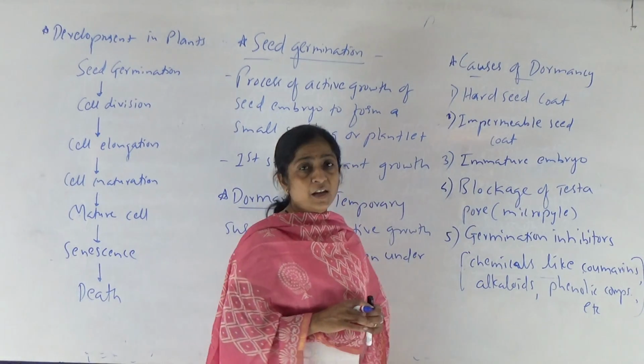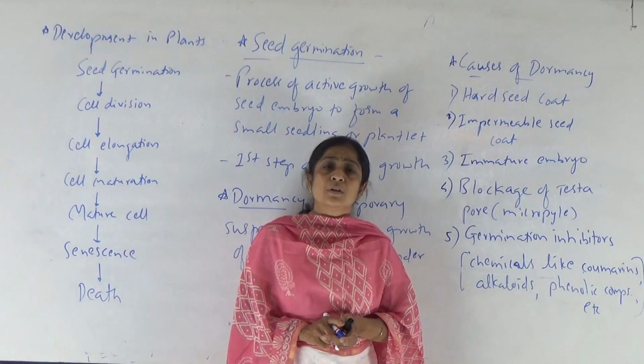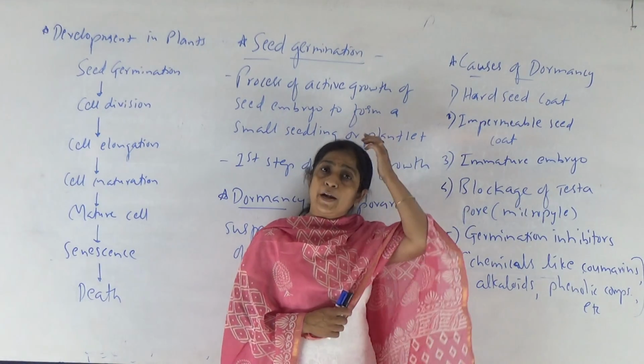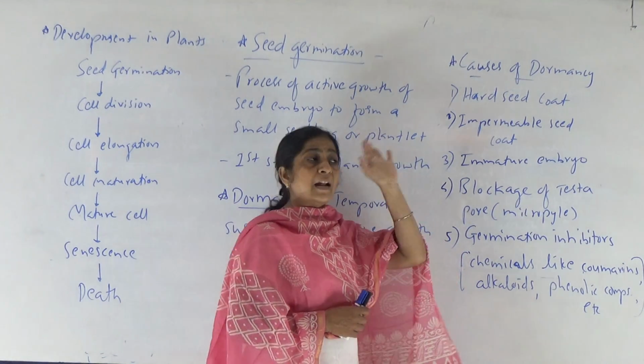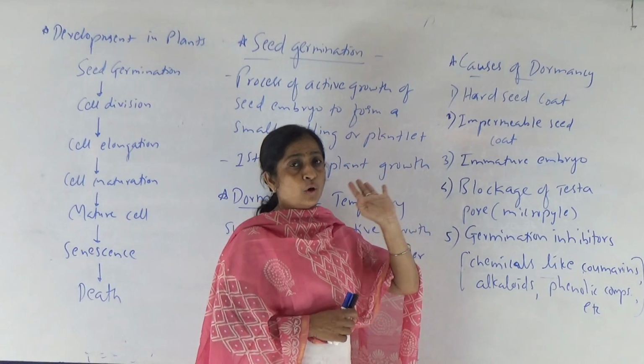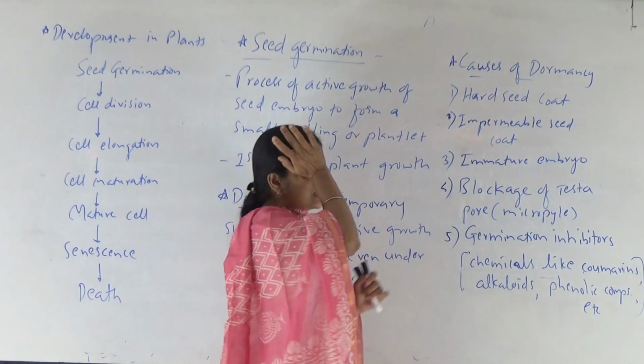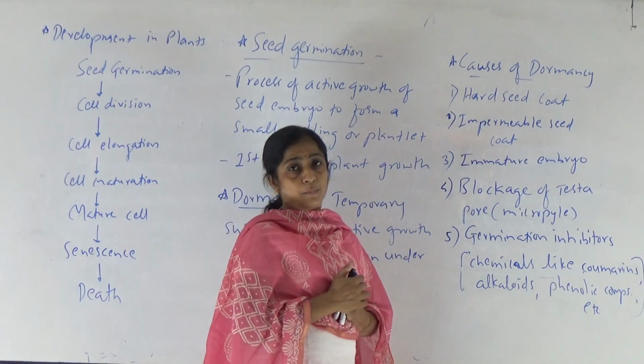And then germination inhibitors. These are some chemical compounds which are produced by embryo or endosperm cells inside the seed, and that may prevent or inhibit the growth of the embryo during germination. So these are causes of dormancy.